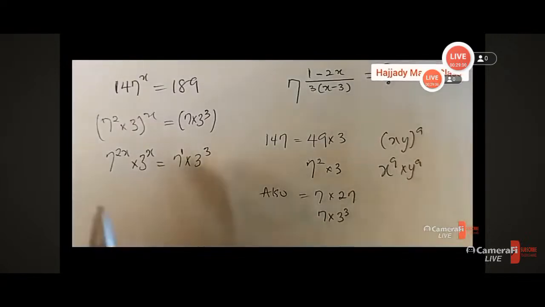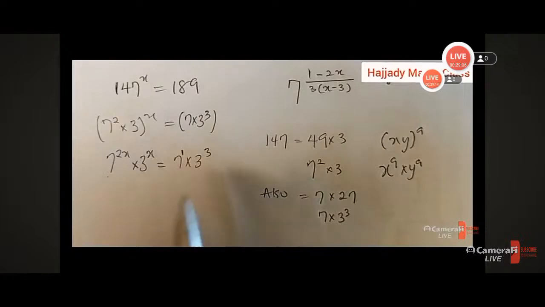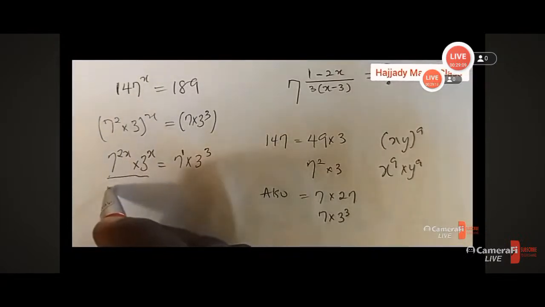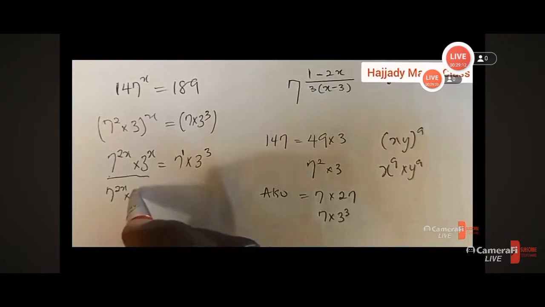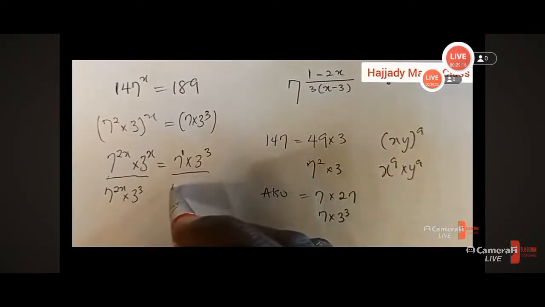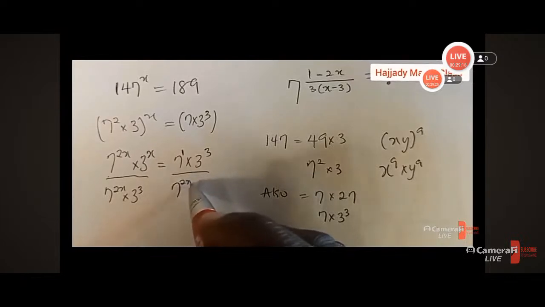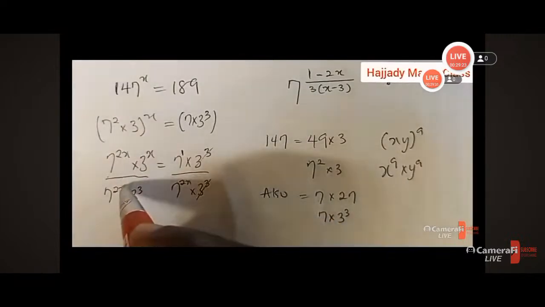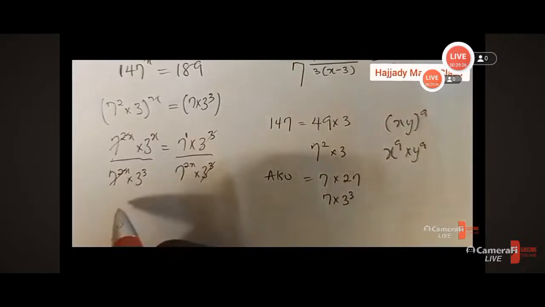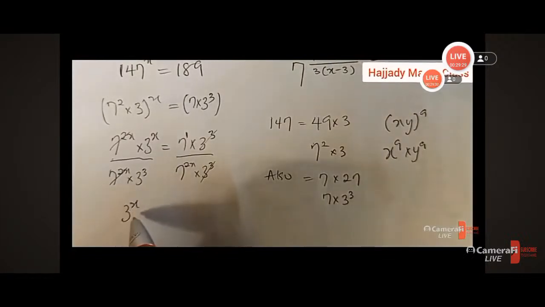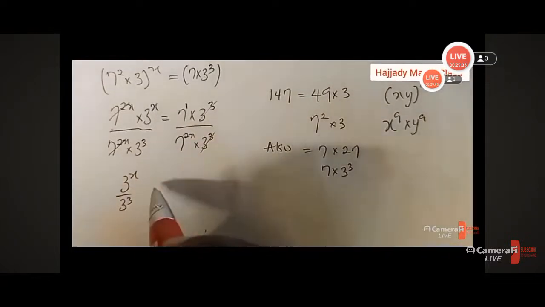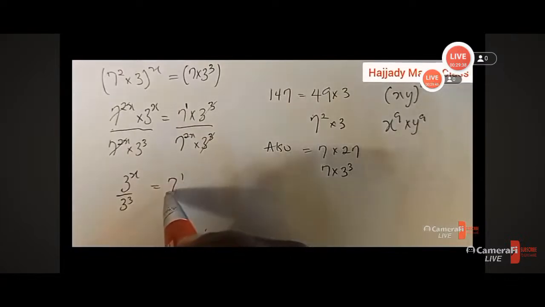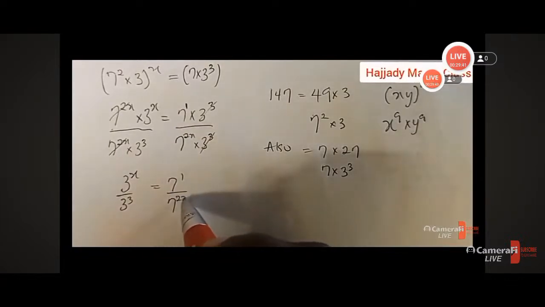Now we intend to make the 7s be on one side and the 3s on the other side. We can do that by dividing both sides by 7 raised to power 2x multiplied by 3 raised to power 3. So this can cancel out, and this can also cancel out. On the left hand side, we are having 3 raised to power x divided by 3 raised to power 3, equal to 7 raised to power 1 divided by 7 raised to power 2x.